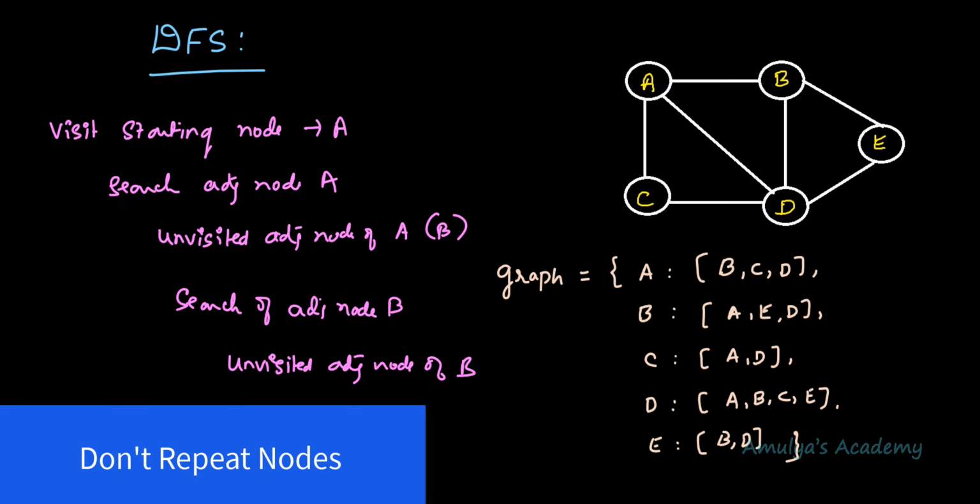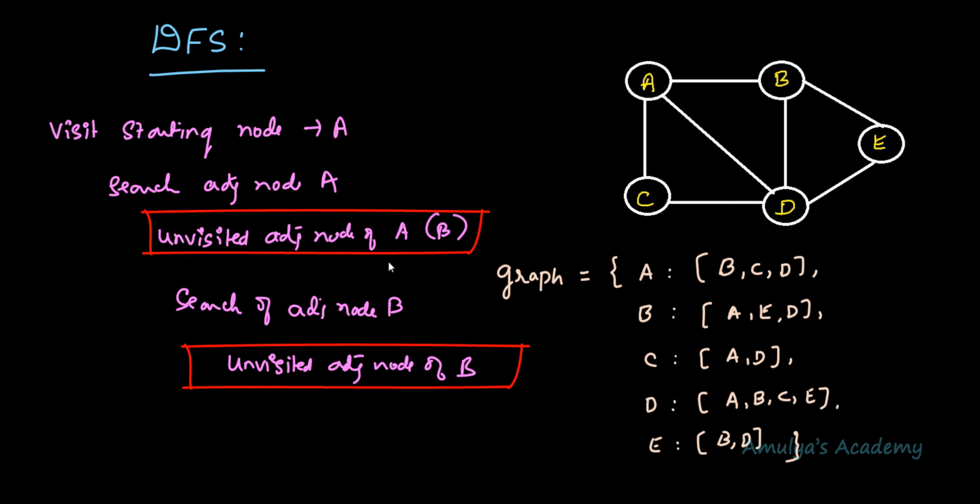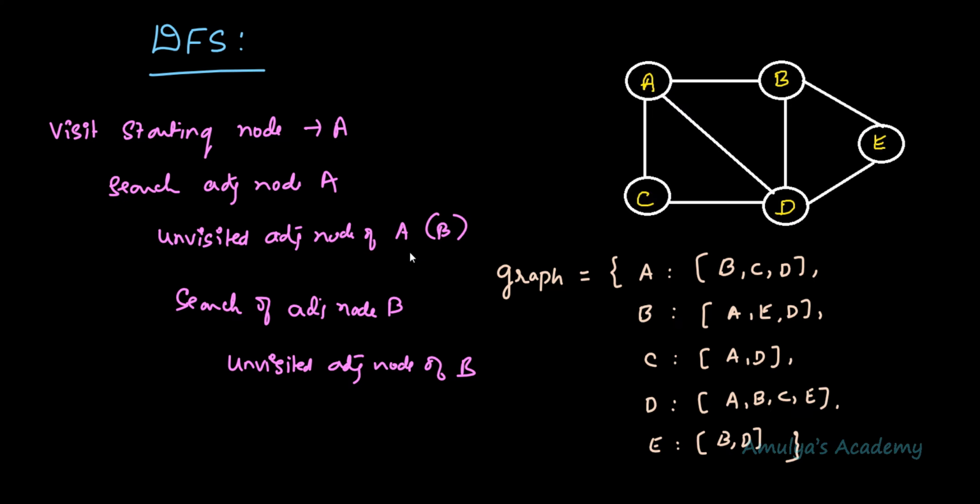By looking at this, we can say we need to visit or print a node only once. Because here we can see we need to visit one of the unvisited adjacent nodes of the starting node or other nodes. But how to do that? How will we get to know that a node is already visited or not? For that, we can maintain a list or array of nodes which are already visited. Then when I want to visit a node, I can see whether that node is already present in that list or array.